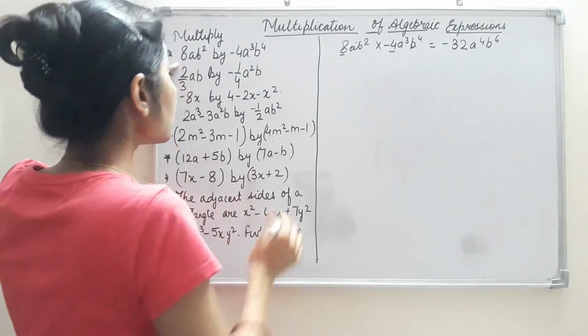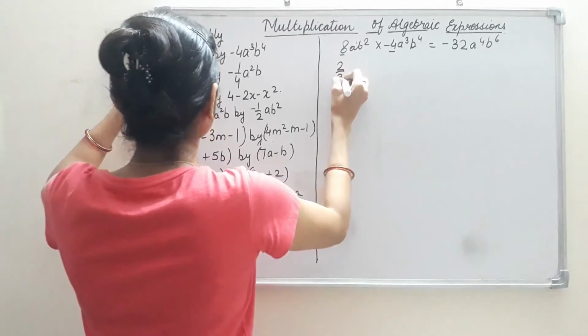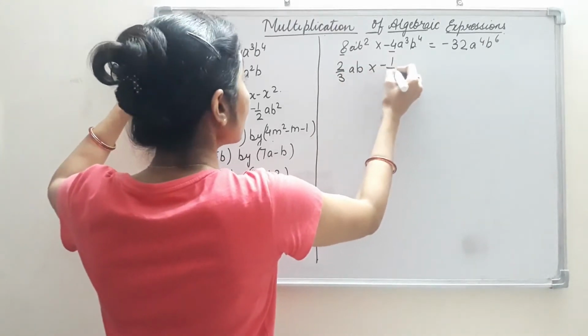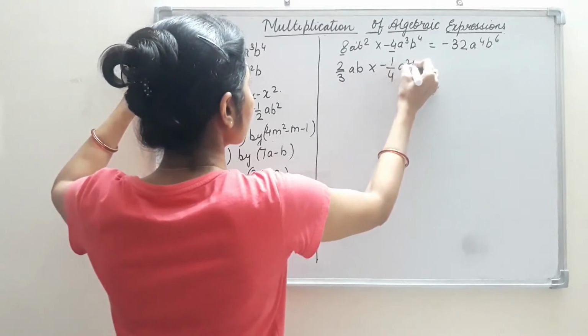Now next is 2 upon 3 ab multiplied by 1 upon 4 minus 1 upon 4 a square b.